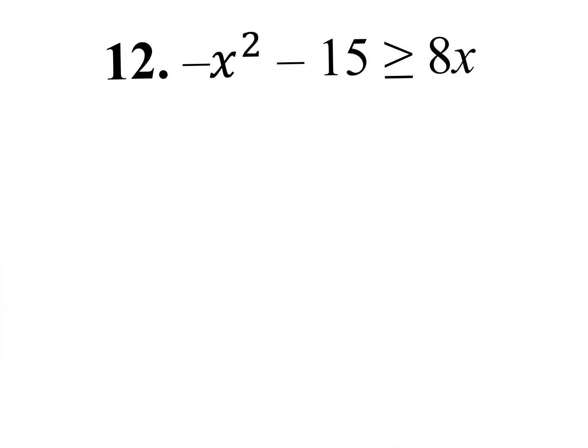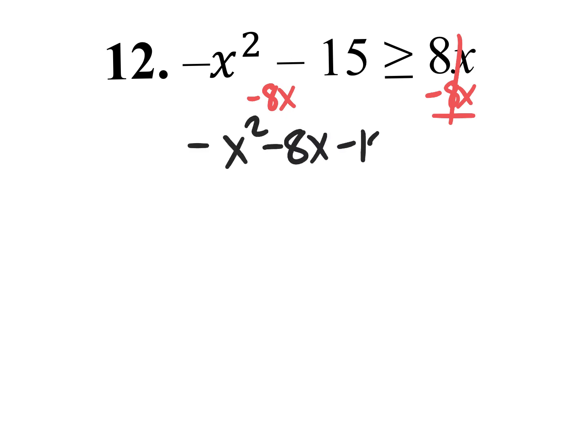Uh-oh. Look, 12's ugly. It's ugly because it's not even set up as a standard form quadratic trinomial. So I recommend let's move things around, make it look nicer. Minus 8x, minus 8x. Rewrite this thing: negative x squared minus 8x minus 15. It's greater than or equal to 0.